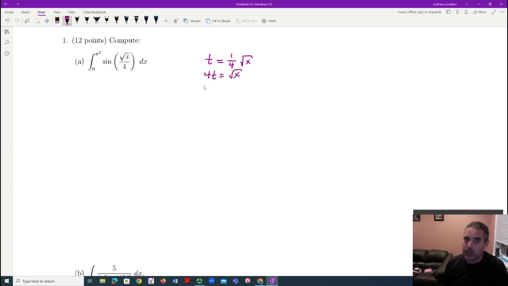And then square both sides. Again, sorry if you're hearing noises in the background. That's just my kids and my kids' cousins, my niece and nephew, making some noise.